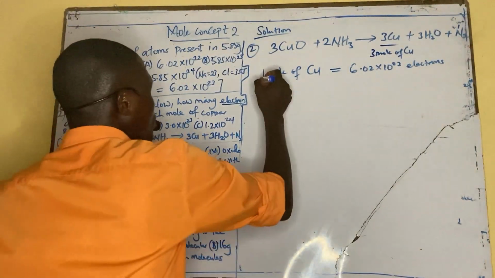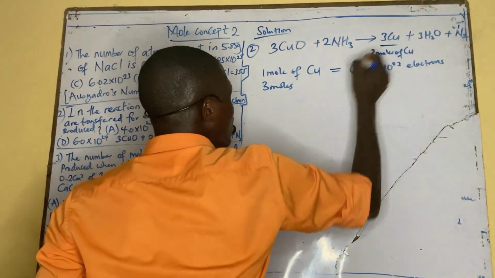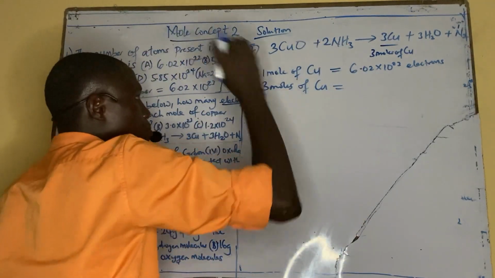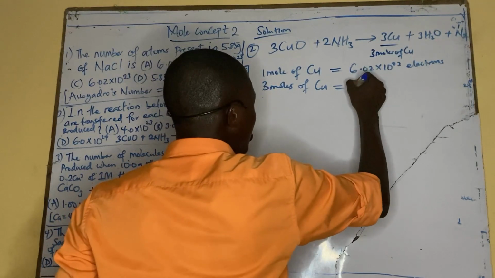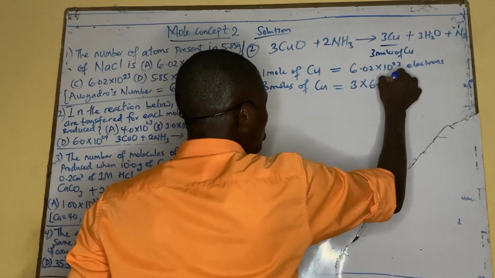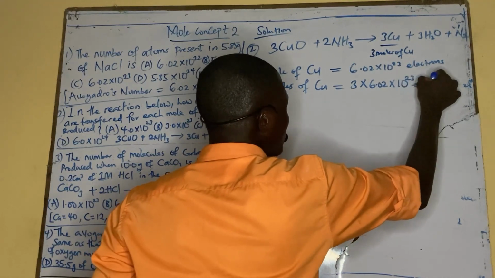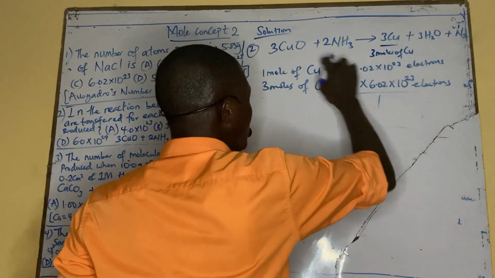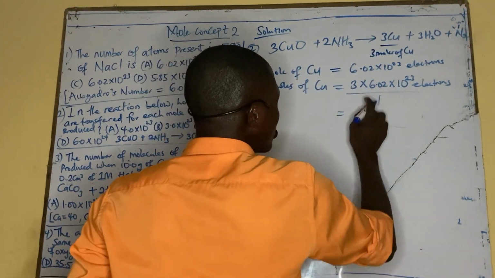So, how much with 3 moles of copper will be equivalent to? Now, 3 moles of copper, let's cross multiply. That's 3 times 6.02 times 10 raised to the power 23 electrons divided by 1. Simple. This one will multiply this one, divided by this. 3 times this now will do what?